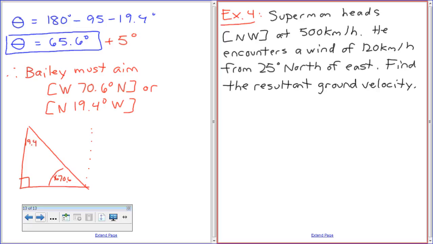What vectors are being added in this question, please? You guys play along, please, because this is going to be a miserable class if nobody plays along. Go ahead, Austin.